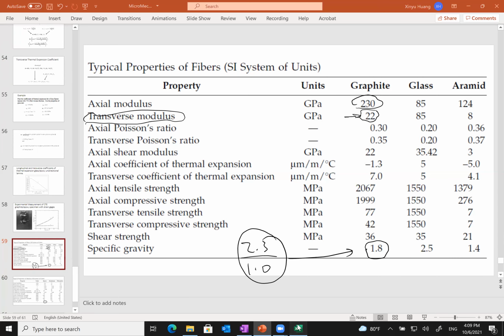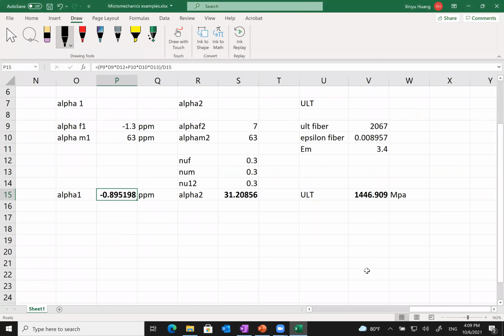This is the number we should use for the transverse direction estimation. All right. So this is the 7.0 graphite thermal expansion in the two direction, and this is the 6.3 for epoxy. Epoxy is isotropic. And this is the effective Young's modulus for the composite. Not Young's modulus, this is Poisson ratio. This is a rule of mixture of fiber and matrix.